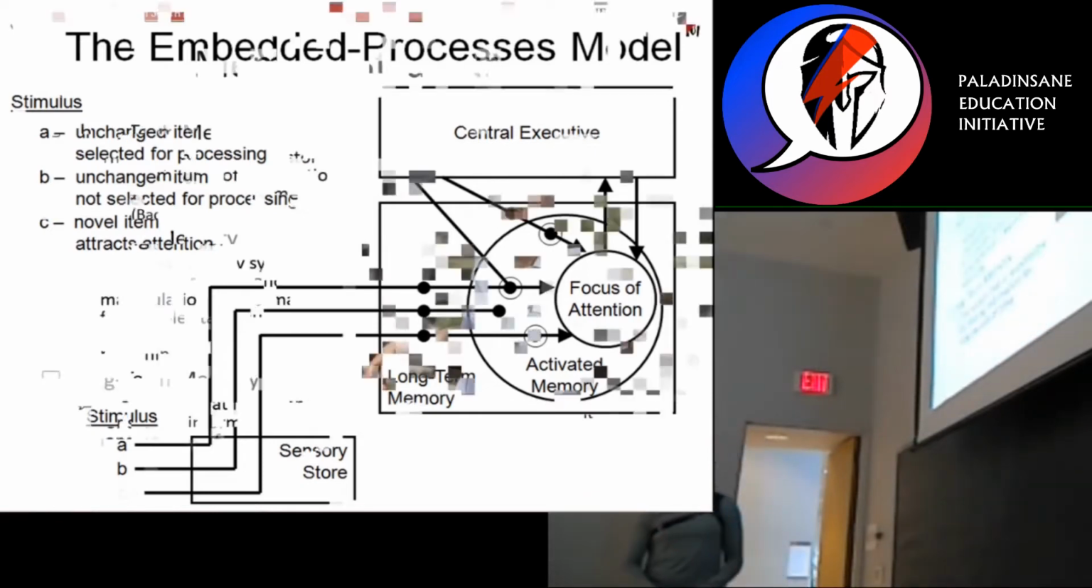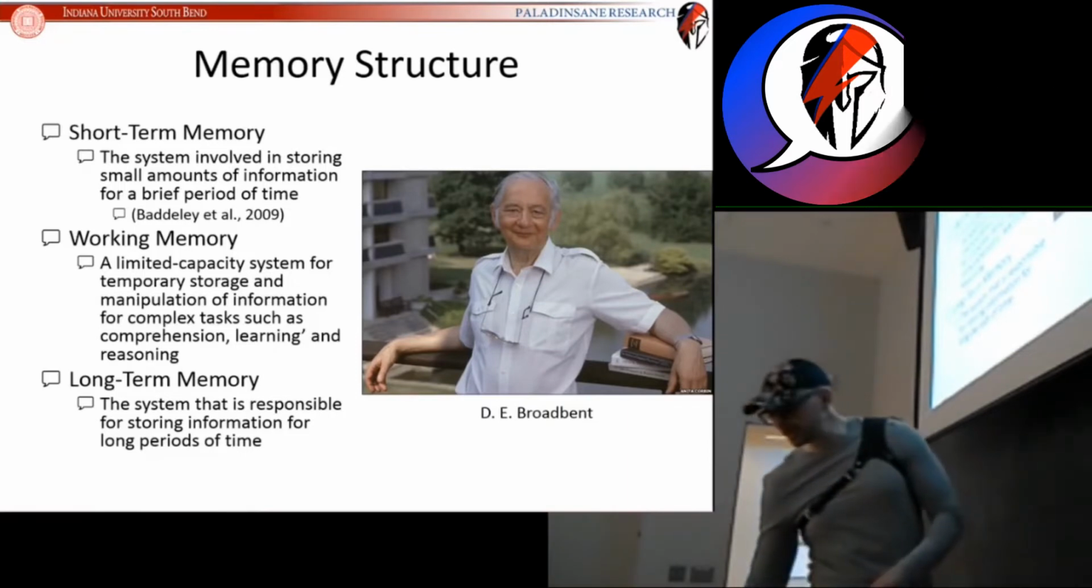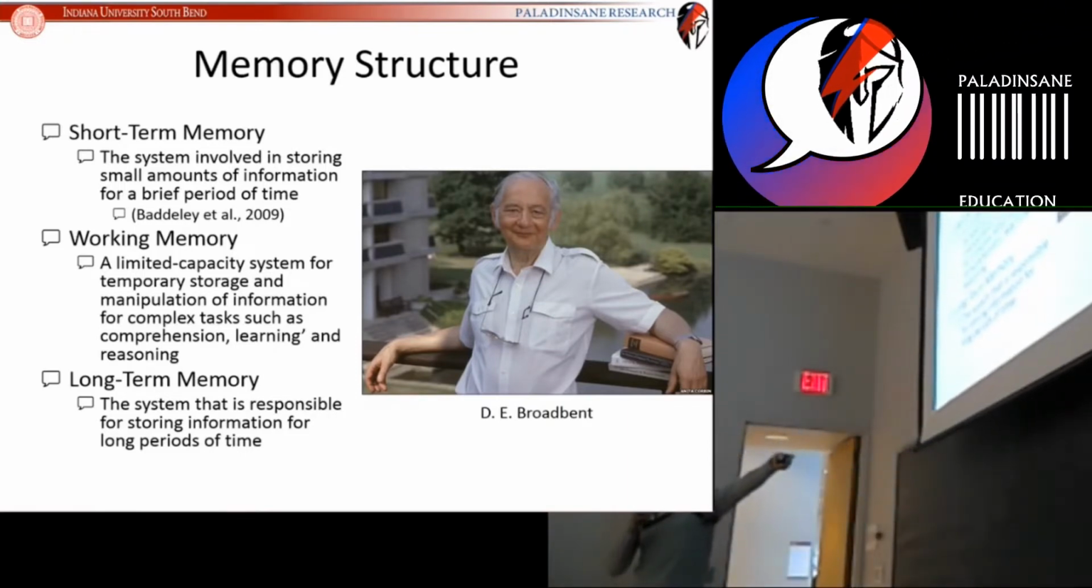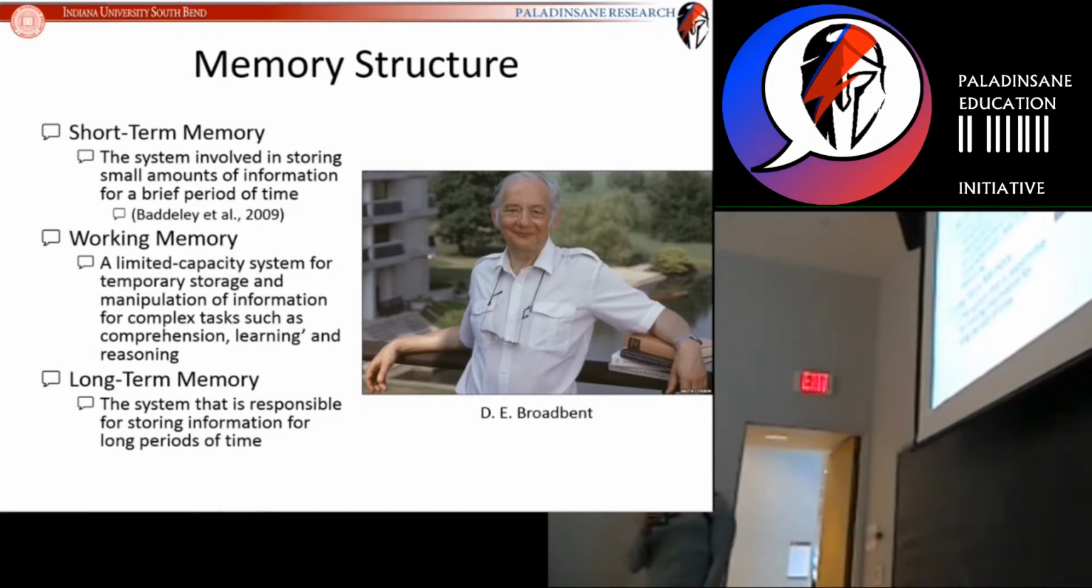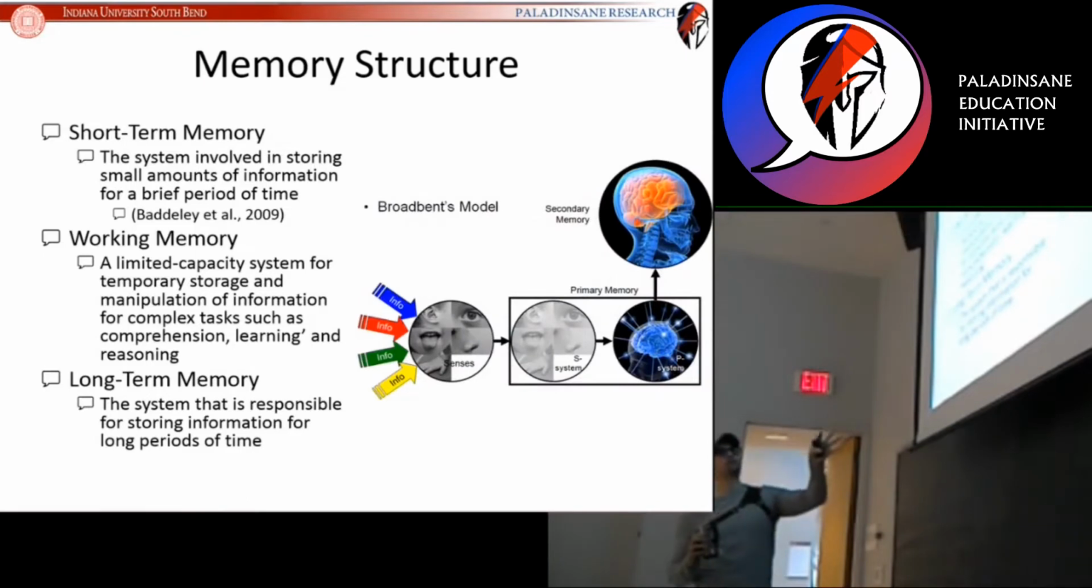And then we have Broadbent's modal model of memory. And also I chose this picture because he looks like he has more swag than any other psychologist I've seen in a long time. But he really doesn't look like he cares, right? And he's just like, all right. But anyways, this was his model, his modal model of memory.